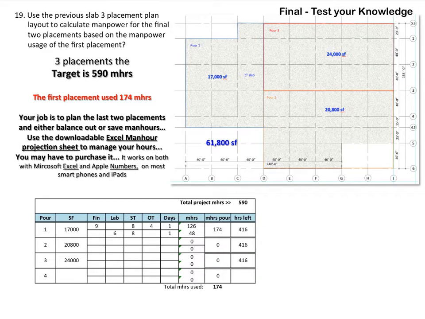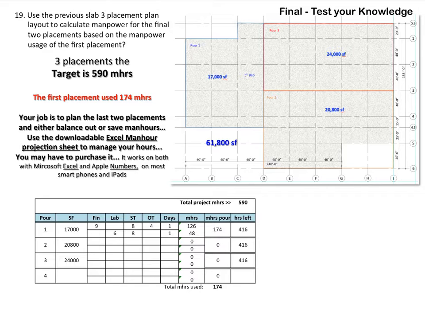Number 19. Use the previous slab 3 placement plan layout to calculate the manpower for the final 2 placements based on the manpower usage of the first placement. So we have 3 placements. The target is 590 man hours. The first placement used 174 man hours. Your job is to plan out the last 2 placements and either balance out or save man hours.